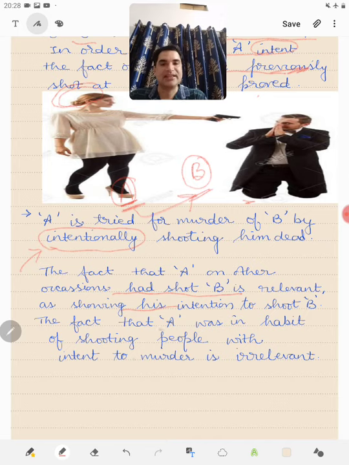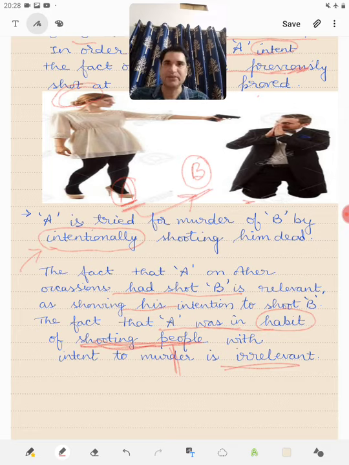But this general tendency, as has been given in explanation 1, that A is in the habit of shooting at people, so general people, that would not be relevant because it becomes with respect to people generally, not with respect to people particularly. So general tendency is not relevant under section 14. What is relevant is a particular instance, with respect to a particular person.